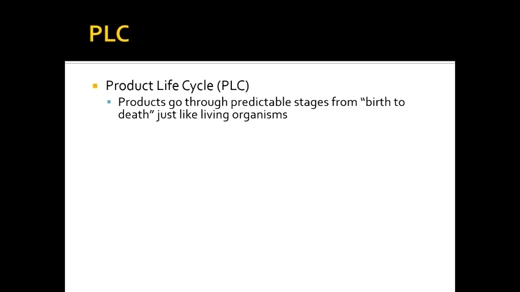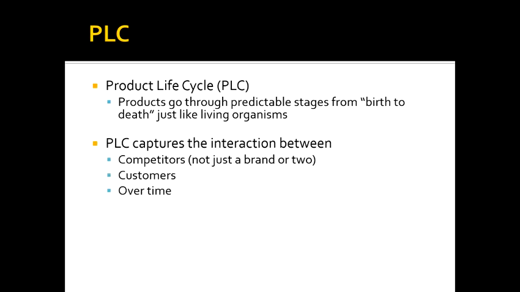And here we go. So, the product life cycle is just the idea that products, groups of similar brands, go through some type of predictable sales pattern from the beginning when they're invented or introduced to when they're no longer in the marketplace. Kind of like what people or living organisms go through. And what the product life cycle captures is what's going on between customers and competitors all over a period of time.